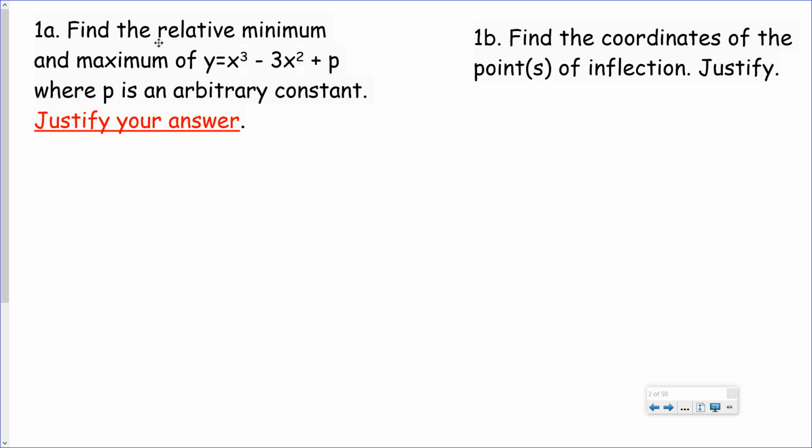All right, if you're looking for relative mins or relative max, what two methods could you use? One of two methods. What are they? Do you remember? The first derivatives test or the second derivatives test, okay? One of two. Let's just go ahead and try the first derivatives test. If it doesn't work, we'll try the second derivatives test, okay?